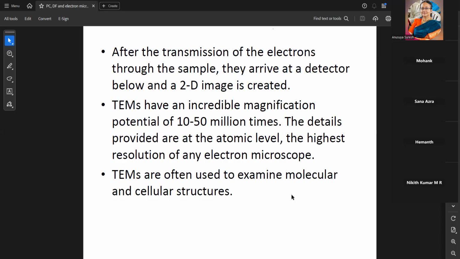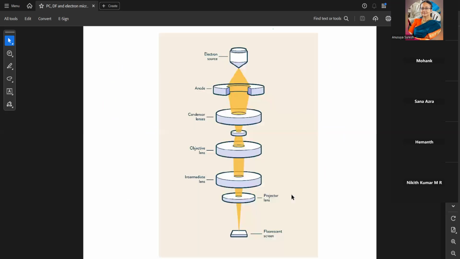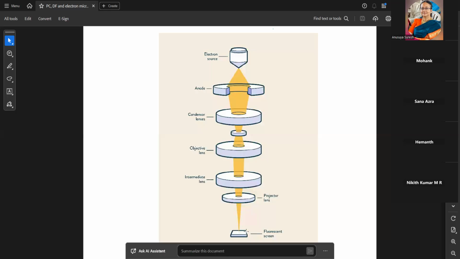Now the magnification in the TEM is 10 to 50 million times. And at the atomic level also, we can see the details. So among all the types of electron microscopy, the greatest resolution, the greatest amount of detail we can see is in this TEM. So whenever you want to study molecular and cellular structures, we use the transmission electron microscopy technique. So if you look here, just like SEM, the electron source is there, anode is there, condenser lenses are there. Then you have the objective lens, an intermediate lens, a projector lens, and finally you have the screen. So this is about TEM.